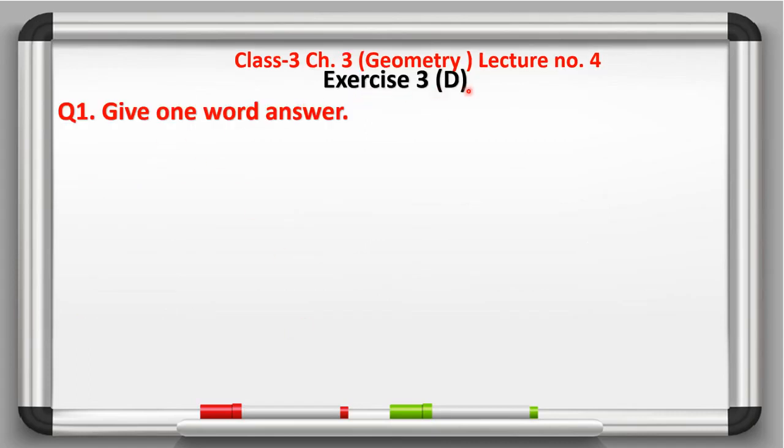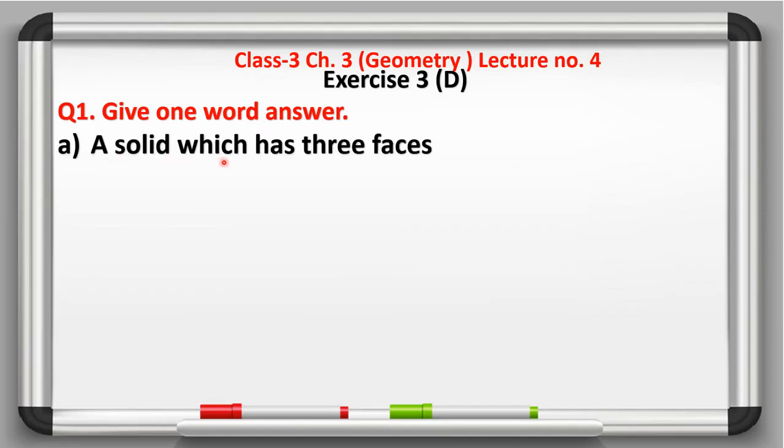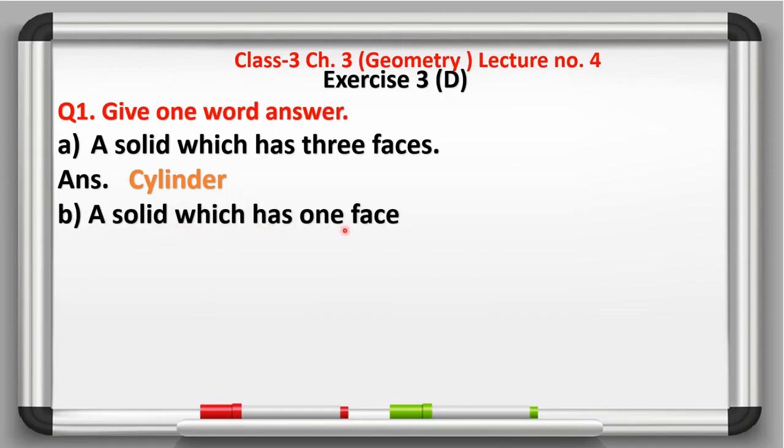Now exercise 3D question number 1, give one word answer. So here it is given in A part, a solid which has three faces. We have to write the name of that solid which has three faces, and we know that the name of that solid shape is cylinder. Cylinder. Okay. Now in B part it is given a solid which has one face. So now we have to write the name of that solid which has only one face, and that is sphere.